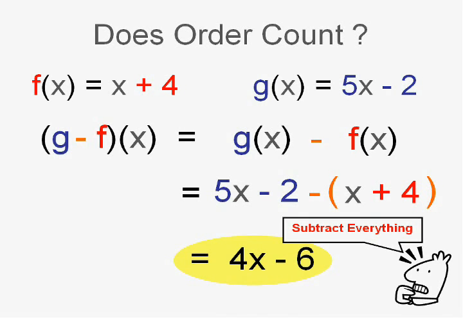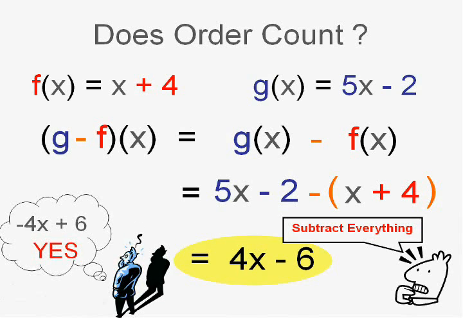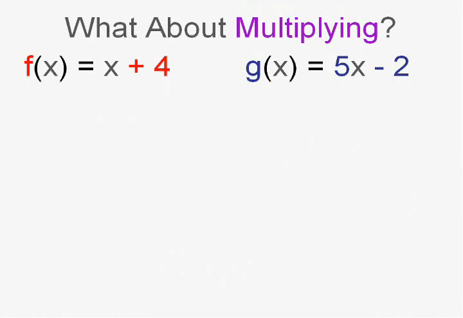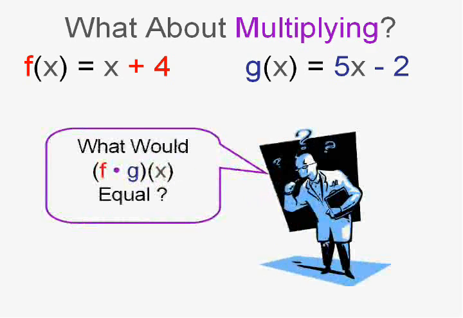So you get different answers when you go g minus f of x than when you go f minus g of x. So be careful. How about multiplying functions? What do you think f times g of x would equal?